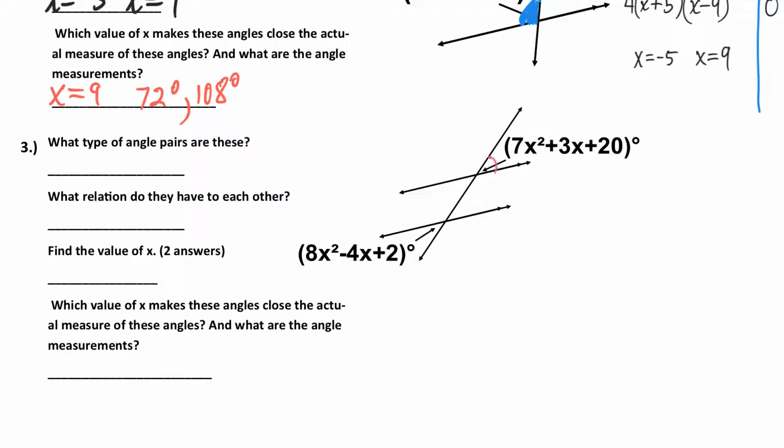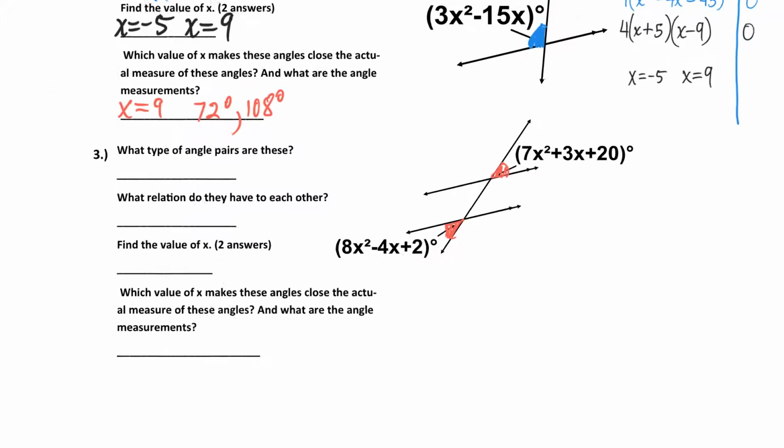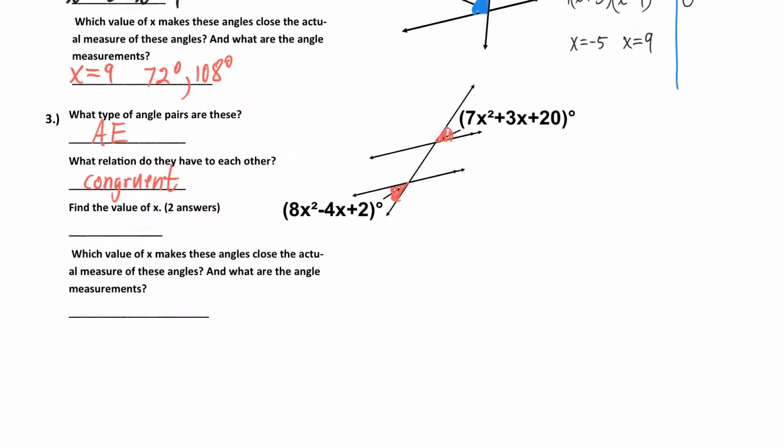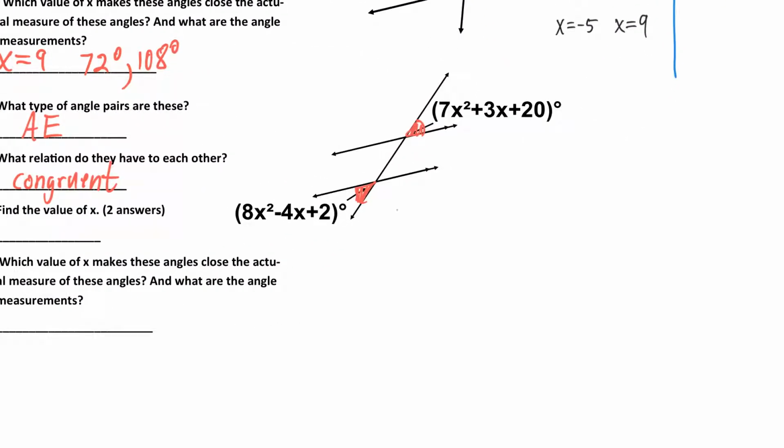Okay, number 3. So this angle right here and this angle right here, what are these? Alternate exterior. Yep, alternate exterior. And so if the lines are parallel, and they are, what do I know about those? They are congruent. So that just means that they're equal. Let's set them equal to each other.